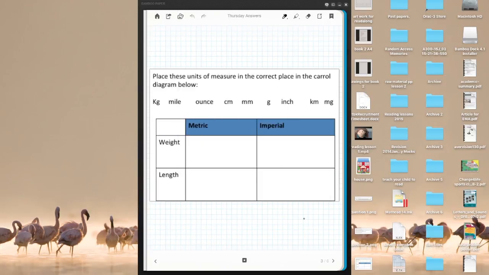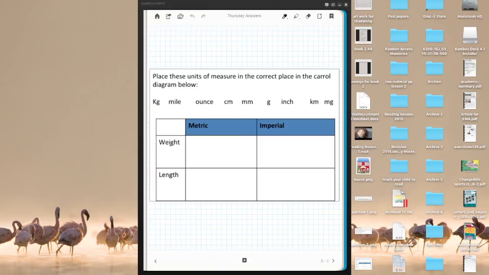Question 3. Place these units of measure in the correct place in the Carroll diagram. So before we start, let's have a look what we're sorting. We want metric and imperial. So metric is what we use now, and imperial is things like inches and ounces and pounds that we used to use but we don't use anymore.